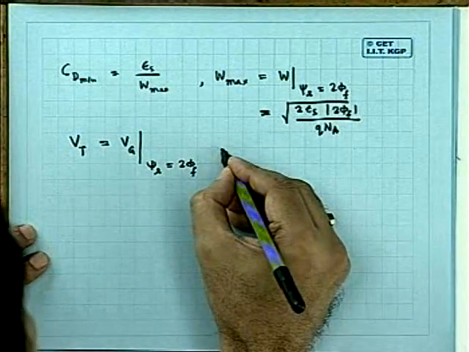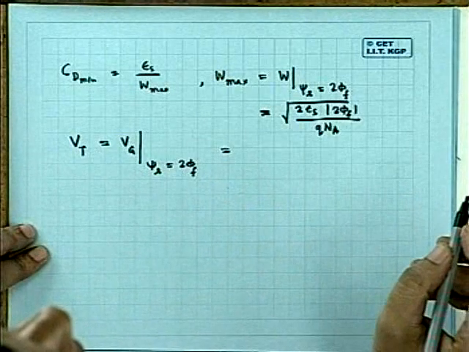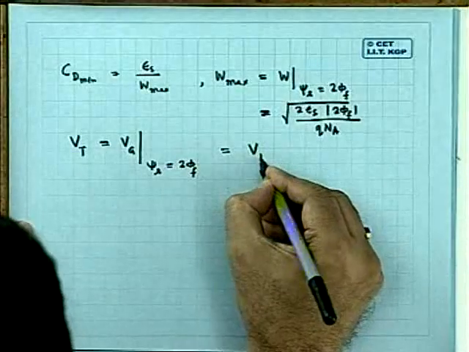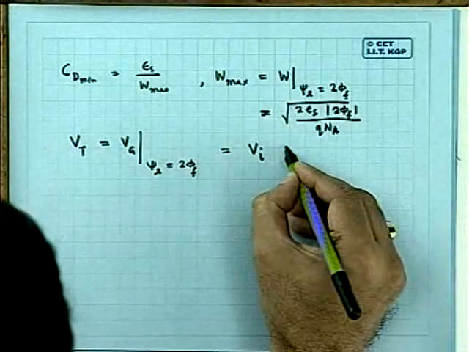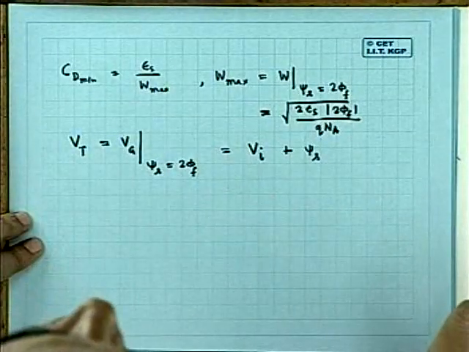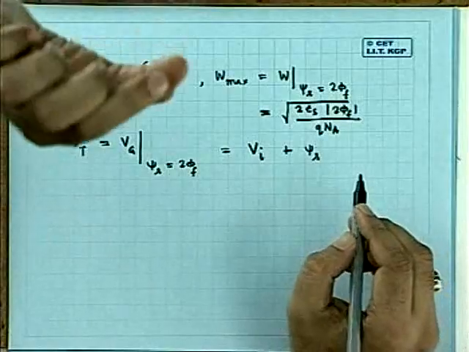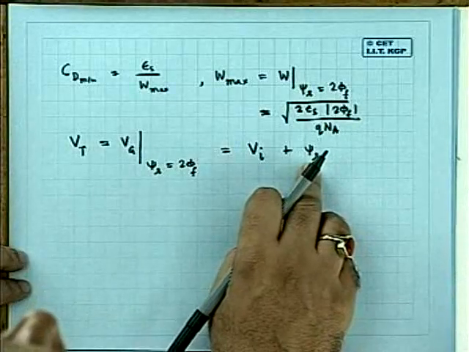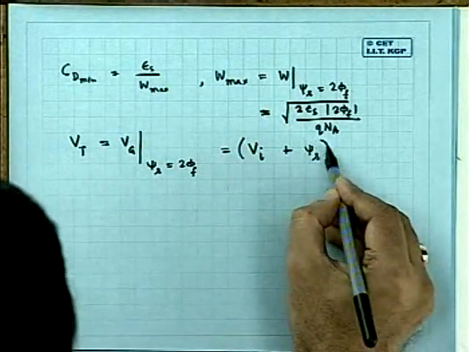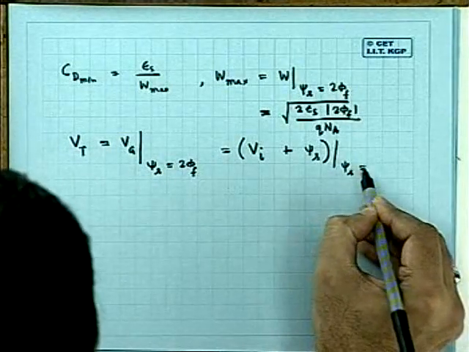And what is the expression for VG? It consists of two terms. One is the voltage across the insulator. The other is the surface potential. That is the expression for VT. I have already told you, the applied voltage is divided into two parts. One across the insulator capacitance, Ci. The other is across the depletion layer. So across the depletion layer it is psi s, and across the insulator it is Vi. And the whole thing I am writing for psi s equal to twice phi f.